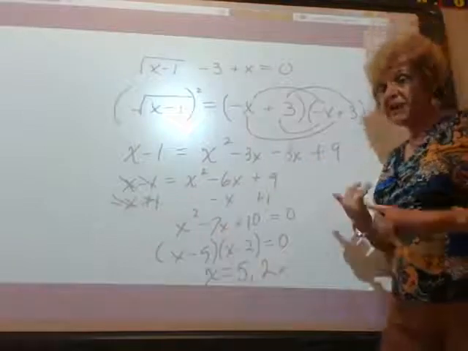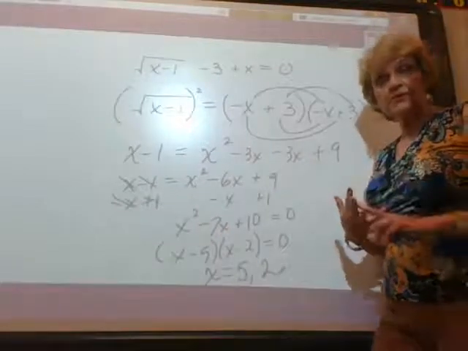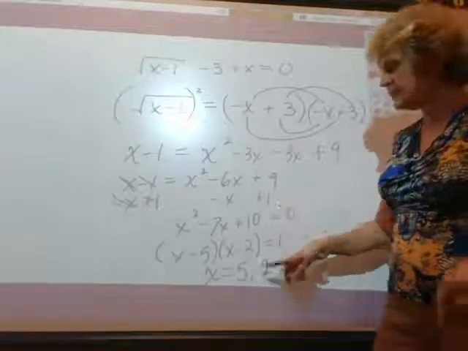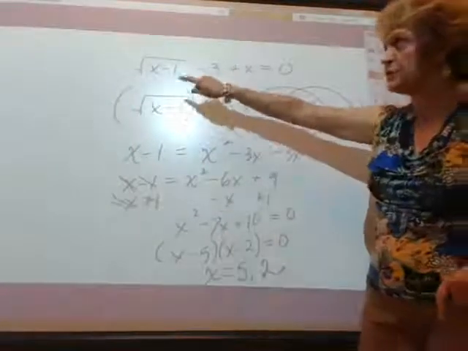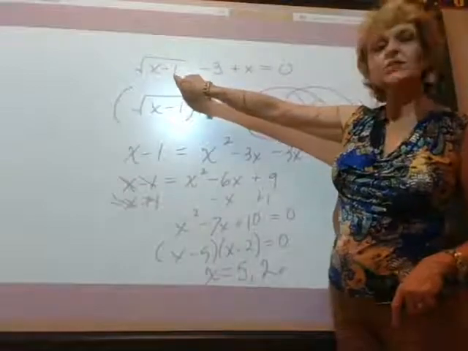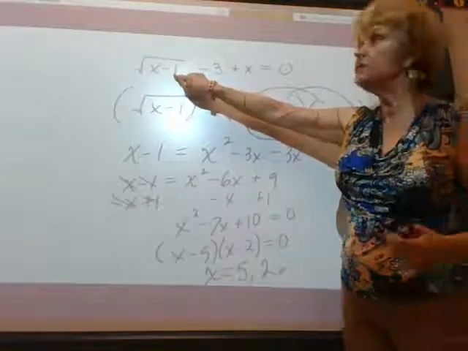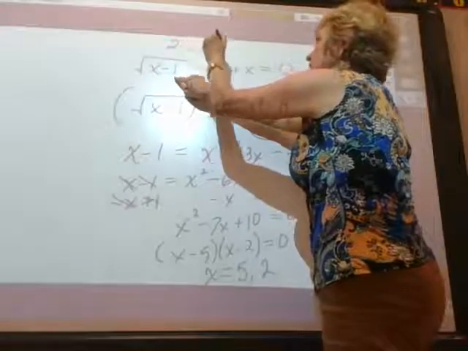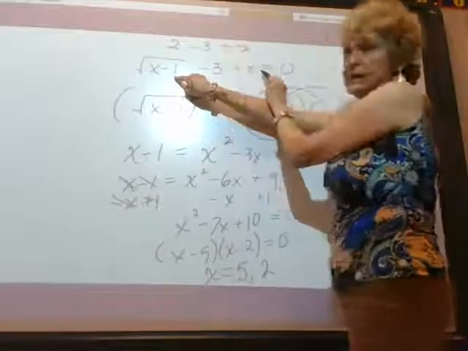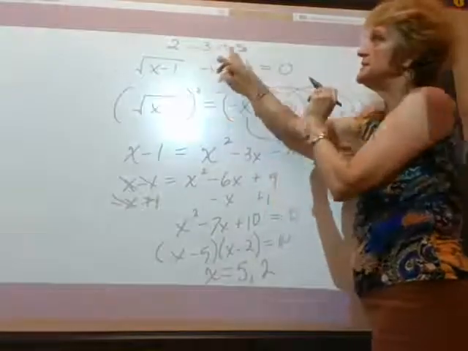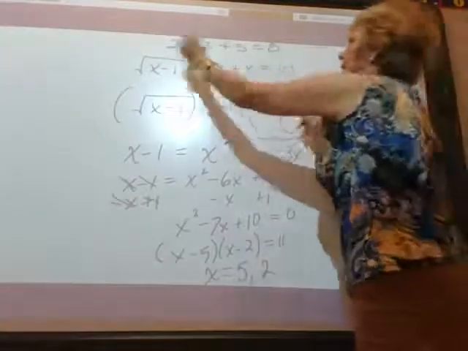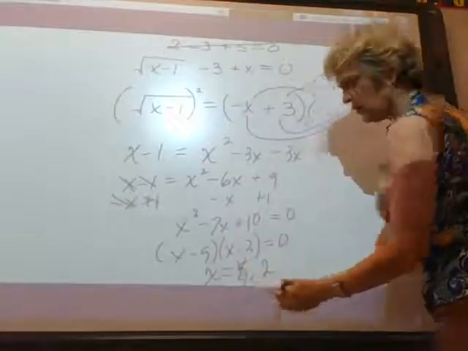Well, let's plug them in. Sometimes both of the solutions will work, sometimes one of them, sometimes neither. Okay, so let's plug in 5 and see if it's true. So 5 minus 1 would be 4. The square root of 4, principal square root is 2, minus 3 plus 5. I'm plugging in 5 for x. Is this true? Is it equal to 0? No. All right, so 5 does not work.